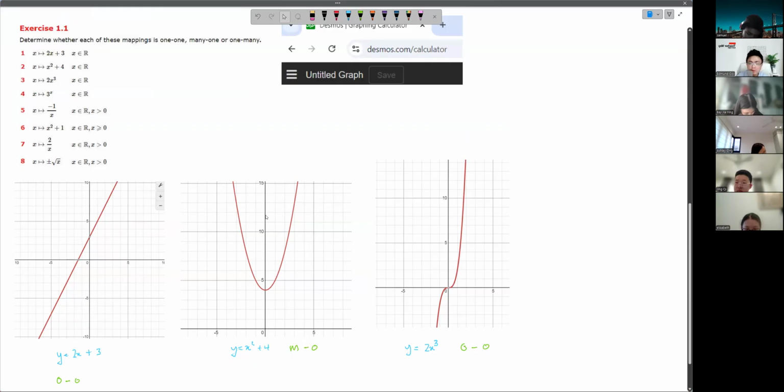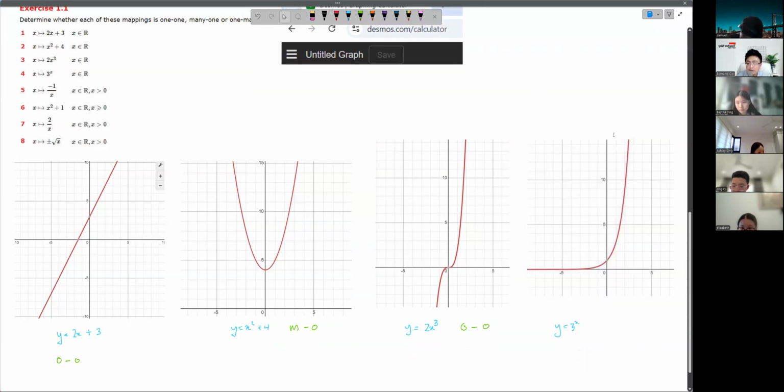Okay. The next one, y equals to 3 power x. Y is 3 power x. So how will this graph look like? So it will look something like this. Yeah. So the graph will look something like this. So this one is just like this, a straight line. So this one will be 1 to 1. Okay. So this is the first four.